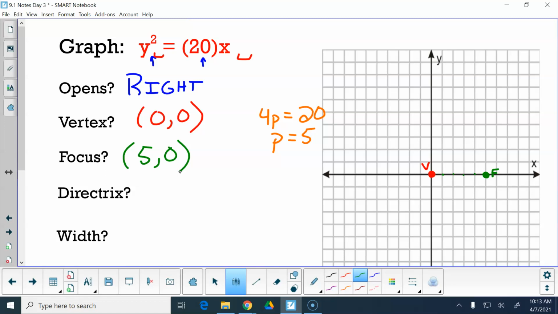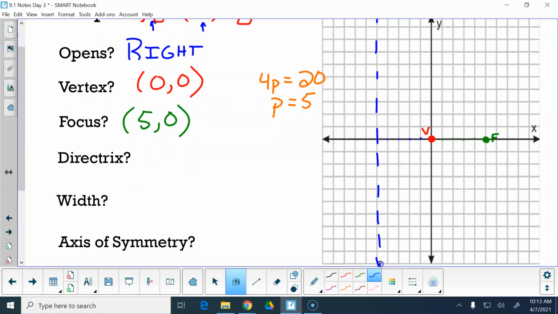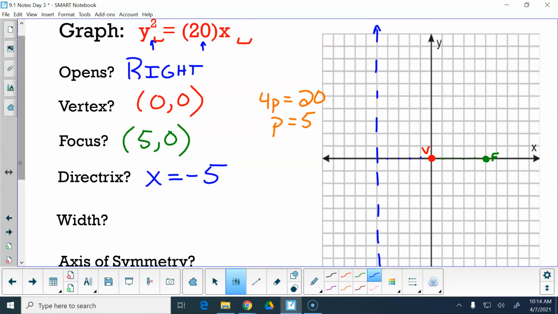Then I would count out 5 spaces to the left because the directrix is outside the parabola in the opposite direction. And I would draw in that line. So my directrix takes the equation y, or excuse me, x, because it's vertical, equals -5. Agree?